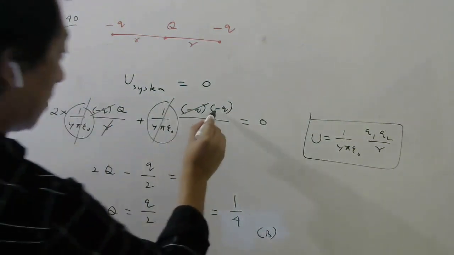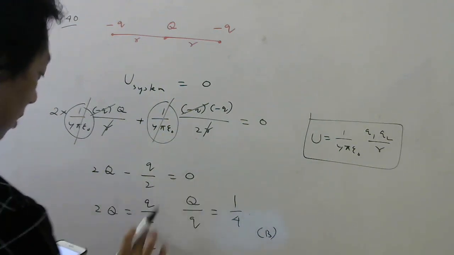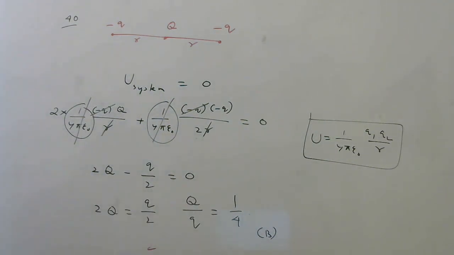2q and here minus q by 2. Then this one will go this side, should be 1 by 4. Okay, change the correct option. Question number 41 you see now.